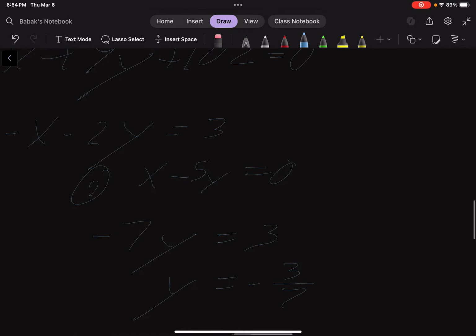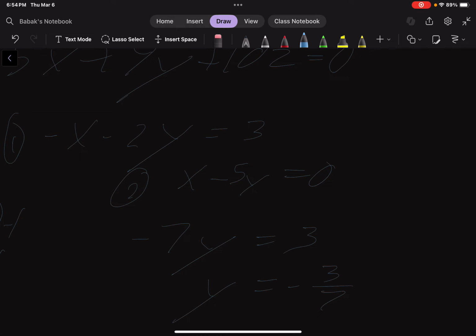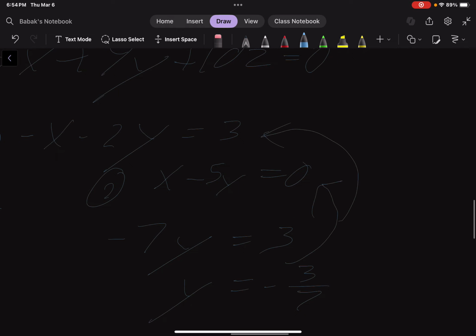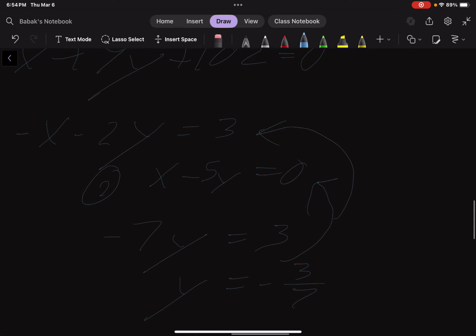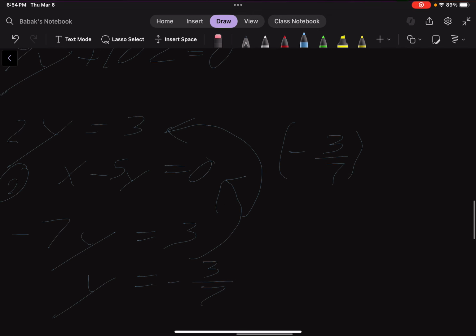Now, substituting back into either equation 2 or equation 1, let us substitute it into equation 2, since that has a 0 and it will be easier. We have negative 3 over 7 as y, x minus 5y is equal to 0.